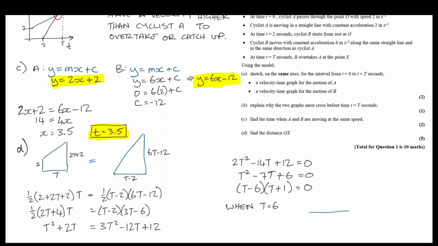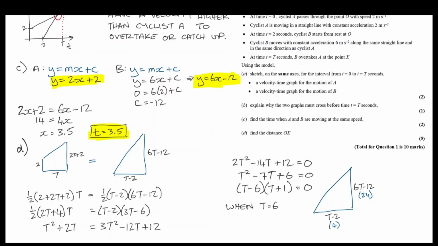After 6 seconds, cyclist B has overtaken cyclist A. What is the distance that happens at? We can take any of these shapes and we should be able to substitute in to find the area which represents the distance. Let's go with the triangle. So substituting in 6, 6 minus 2 is 4, and then 6 times 6 minus 12, that gets us 24.